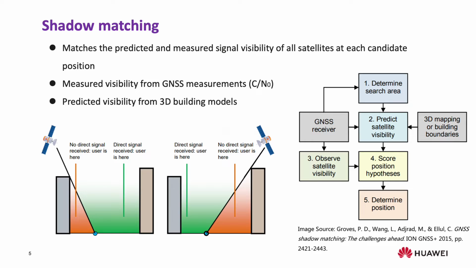And the third step is to predict the satellite visibility from the GNSS measurements, their observation. The fourth step is to score. For the search area, each candidate position will be scored by considering the matching between the observed and the predicted visibility of all satellites. The 5th step is to position. The position with the highest score, or the average position over all candidate points weighted by their score, is determined to be the shadow matching solution.